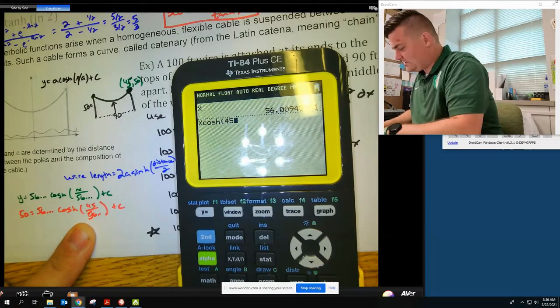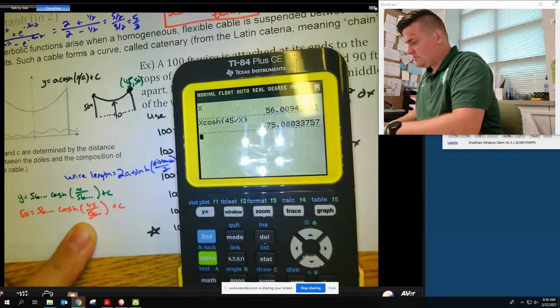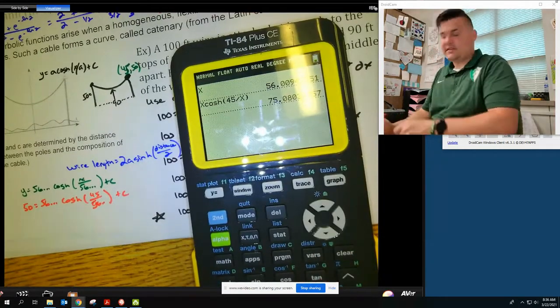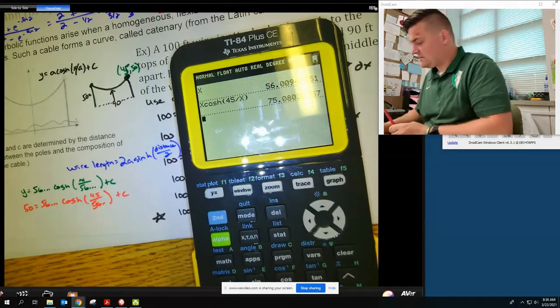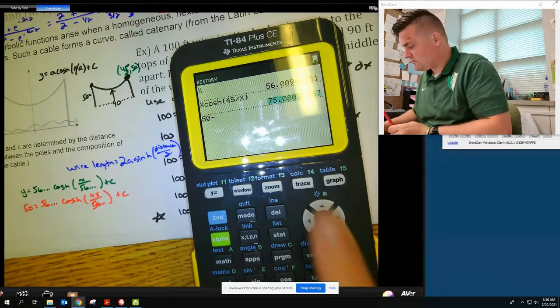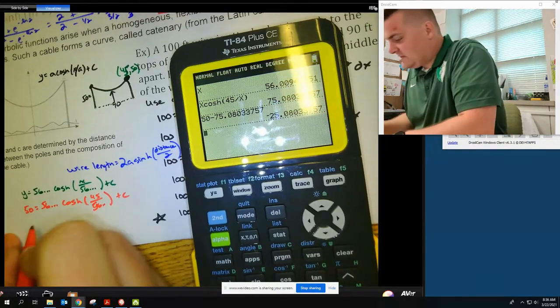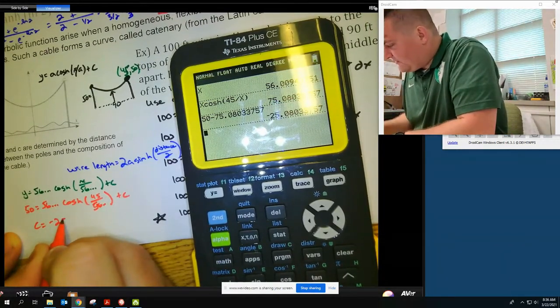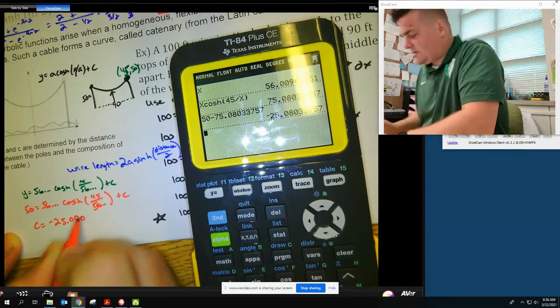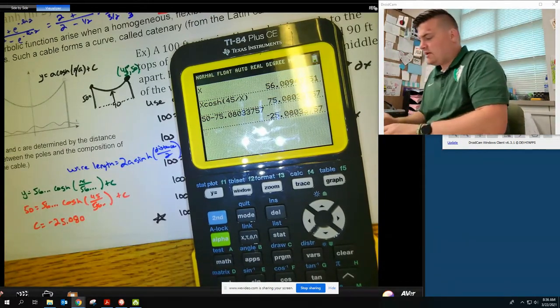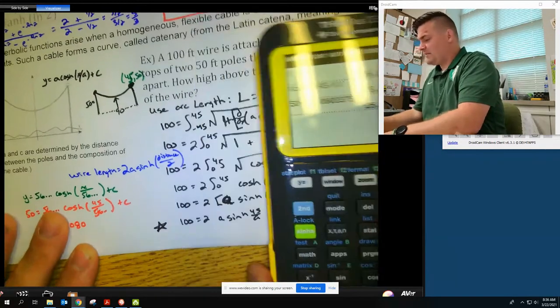45 over x. It's going to give me like 75 something. So I'm going to do 50 minus that. So my c value here is negative 25.080. And now since I have that, I want to find the height.